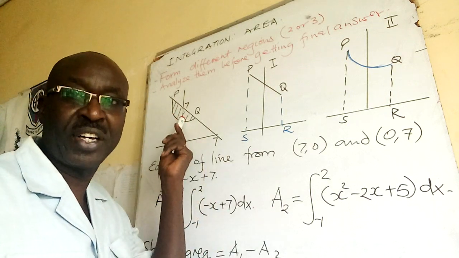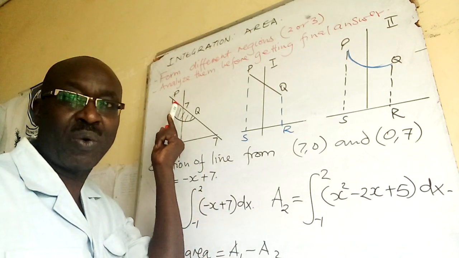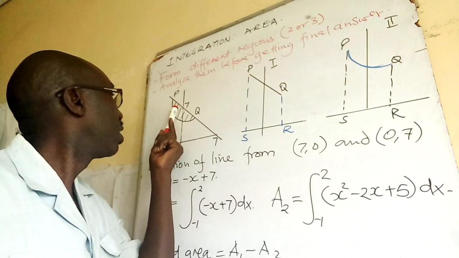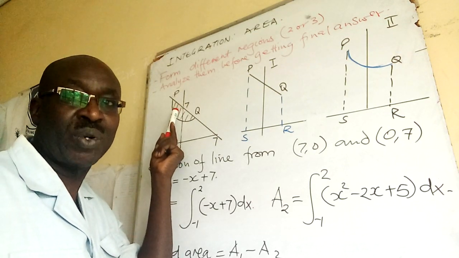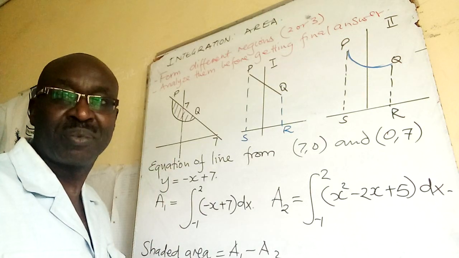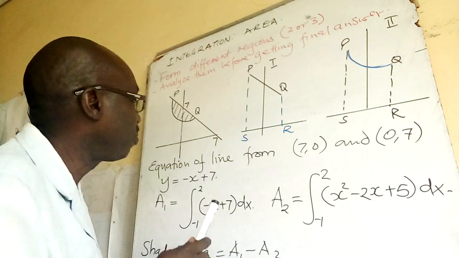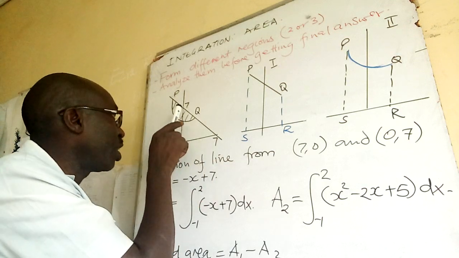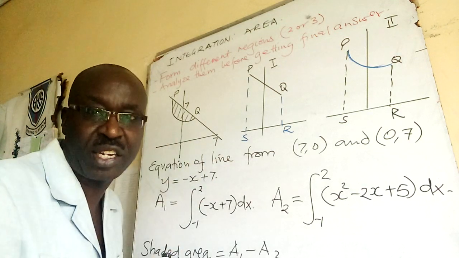We are given this figure. The area we want is here. This is the area we want, this. So this area here, we want it. What have you been given? You've been given the x-intercept and the y-intercept.